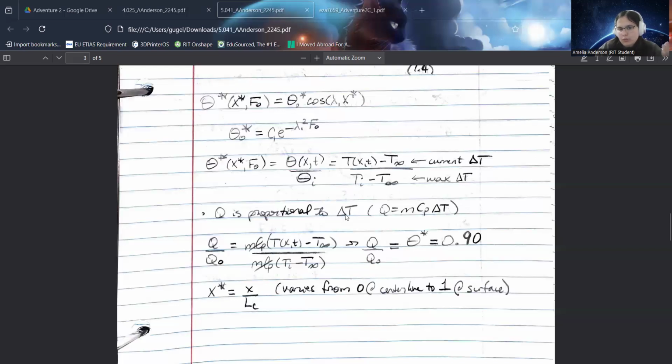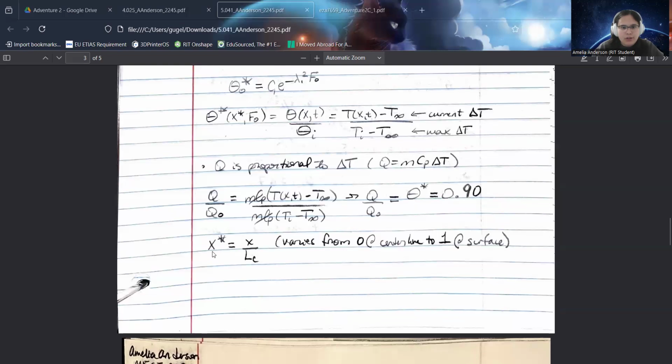But remember also that Q is proportional to delta T, because Q is m Cp delta T. And we are also assuming that density and all the other stuff, because m is just rho times volume, we're assuming nothing ever changes. All the stuff is the same. So we can say that Q over Q naught is the same as m Cp delta T at whatever time divided by max delta T. And if you cancel out the m Cps, this looks an awful lot like this. So what we're looking for is when theta star is equal to 0.9.